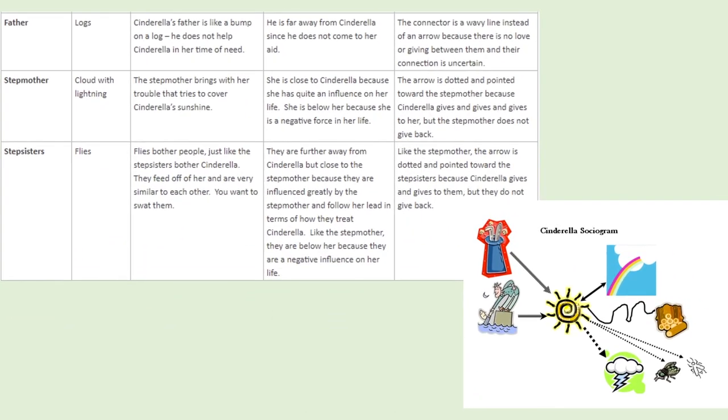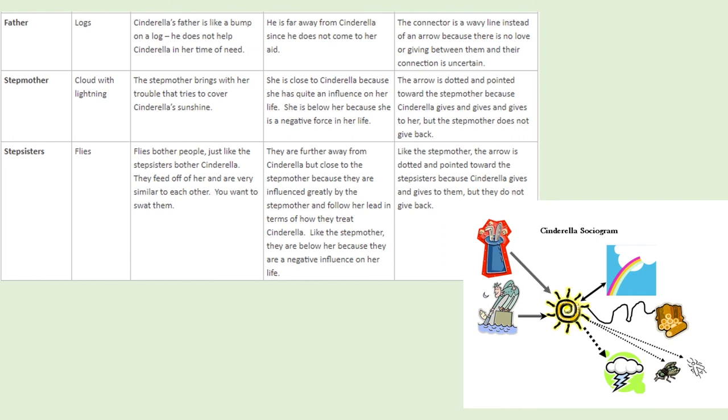In this version of the story, the father is around. So the logs in the picture represent the father because he's like a bump on a log. He doesn't help Cinderella in her time of need. He's far away from Cinderella since he doesn't come to her aid. And that connector is a wavy line instead of an arrow because there's no love or giving between them and their connection is uncertain. The lightning cloud is the stepmother and she brings with her trouble that tries to cover Cinderella's sunshine.